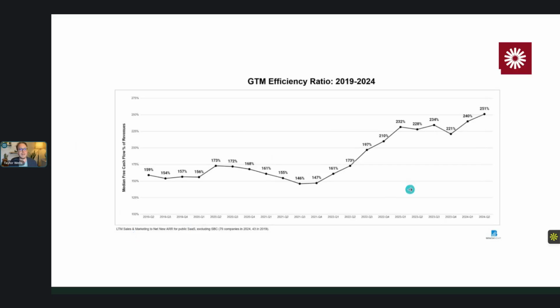So for every $1 of net new ARR, it's costing us, in Q2 of 2022, $2.50 to acquire that net new ARR. And as you can see, in general, it's only gone up over the last 5 years. I haven't seen the most recent stats, but I'm pretty sure this has only gone up or maybe plateaued a little bit, just because folks have been focusing on GTM efficiency in the past year or two. So it's definitely been challenging, right?